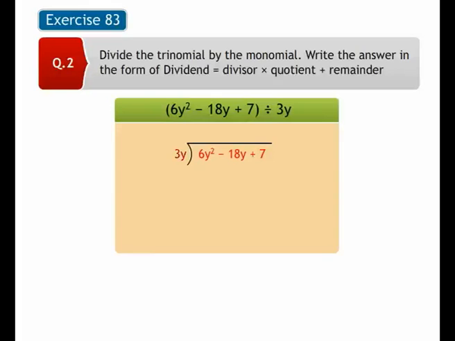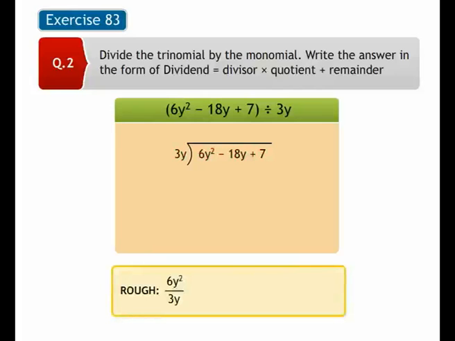As learnt, we will separate the dividend into 3 parts, that is 6y raised to 2, minus 18y, and plus 7. To solve this sum, we will divide 6y raised to 2 by 3y in numerator-denominator form, that is 6y raised to 2 upon 3y, which is 6 upon 3 into y raised to 2 upon y. By reducing, we get 2 into y raised to 2 minus 1, which is equal to 2y raised to 1, that is 2y, and thus the first part of the quotient.